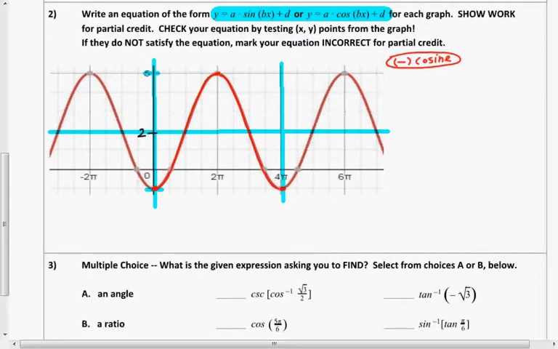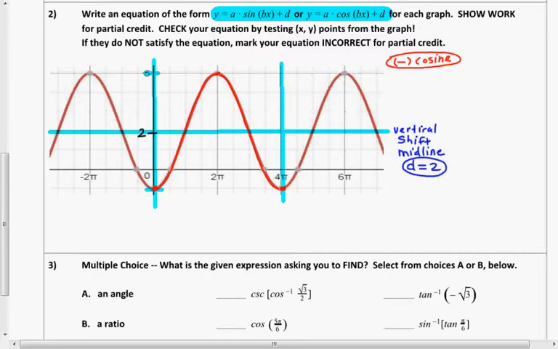Okay, that's going to be important. Okay, the next thing that's pretty easy to figure out is, because the vertical shift has a midline at 2, what is the value of D? Okay, 2, right?